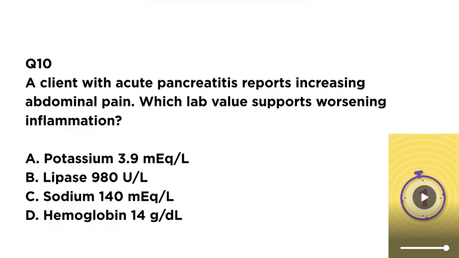A is incorrect because normal potassium does not really reflect pancreatitis. C is also incorrect because the sodium is normal and it's unrelated. D is also incorrect because a normal hemoglobin does not indicate severity.